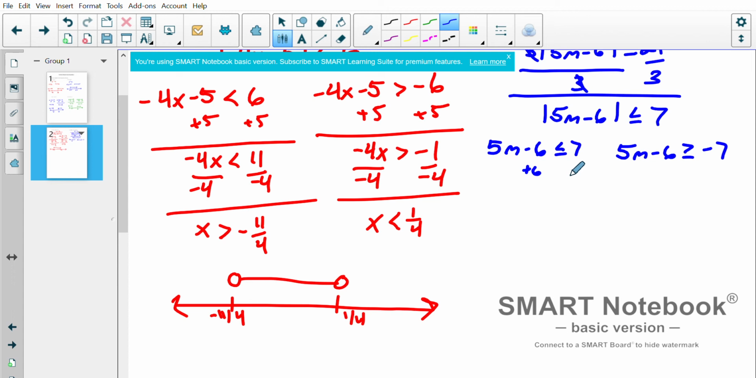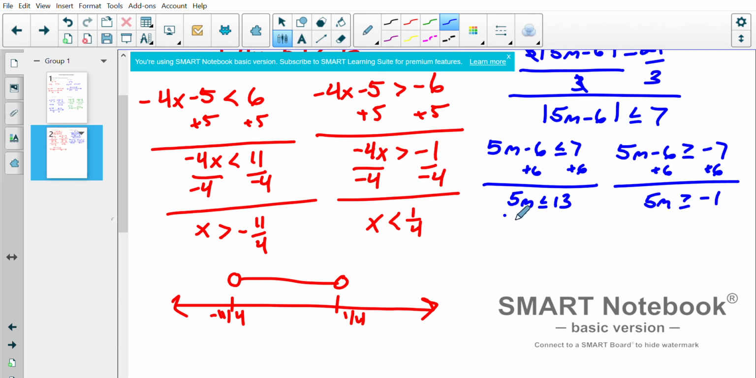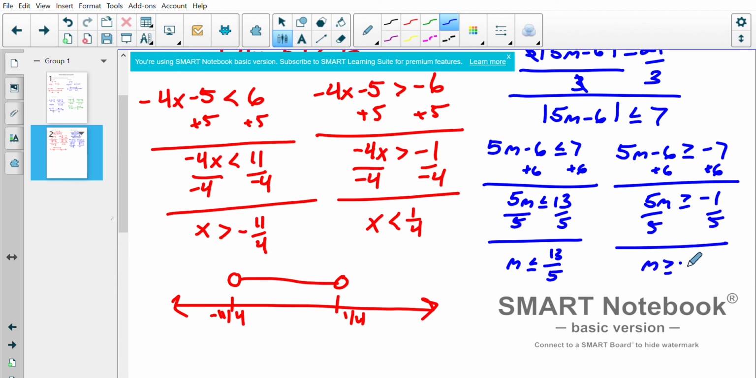Go ahead and add 6 to both sides. 5m is less than or equal to 13. Go ahead and add 6 to both sides. And 5m is greater than or equal to negative 1. When I divide by 5, m is less than or equal to 13/5. Can't be reduced. Divide by 5. M is greater than or equal to negative 1/5.